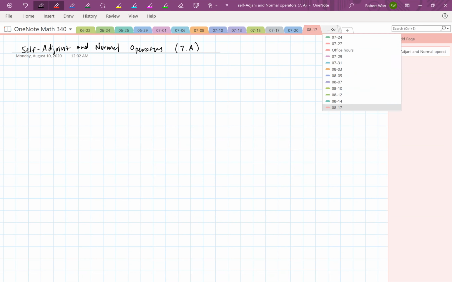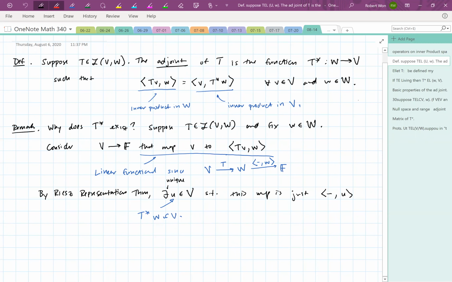Let me just remind you, last time we defined the adjoint of a linear map. So if T is a linear map from a vector space V to a vector space W, and here we're always assuming finite dimensional inner product spaces, then the adjoint T star is a map that goes in the opposite direction from W to V and satisfies this property: if you take the inner product in W of T v and w, that's always the same thing as taking the inner product in V of v with T star w.